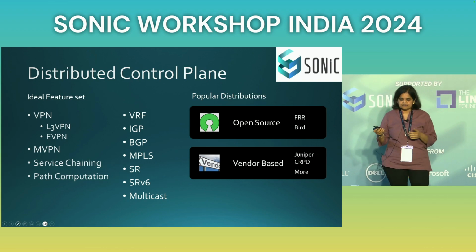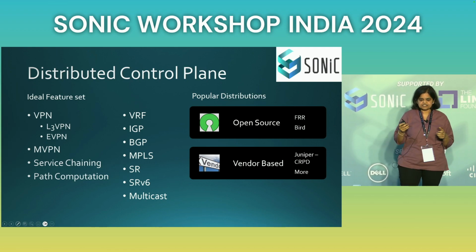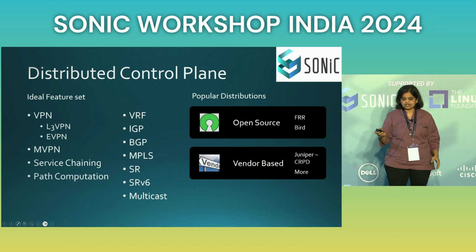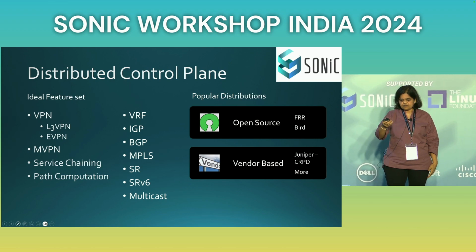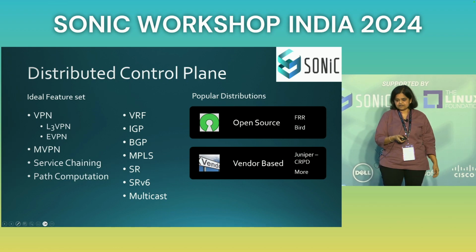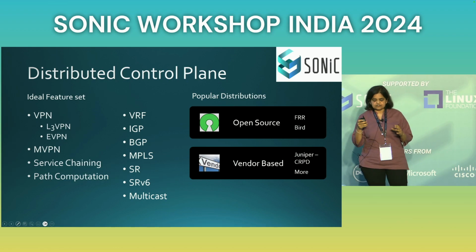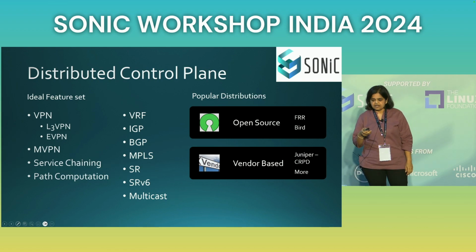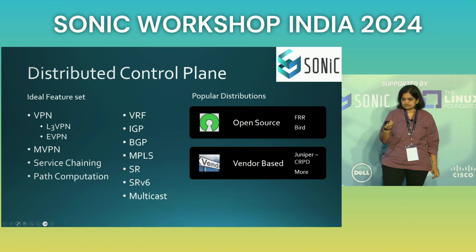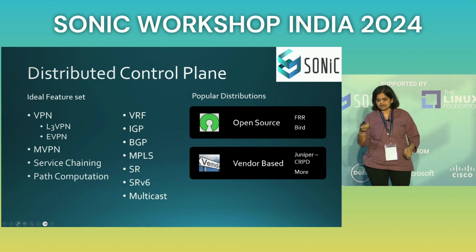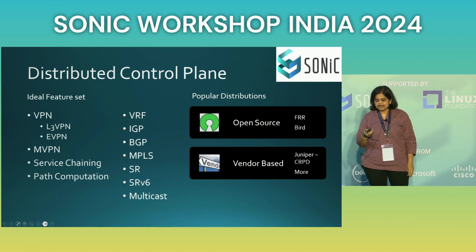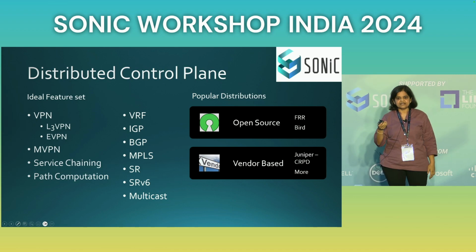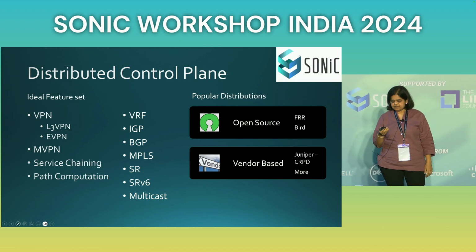So what is the ideal feature set? Most of the ideal feature set of a distributed control plane is offered by SONiC. It would also be good to have service chaining and path computation. There are a lot of open source options: SONiC comes with FRR, there is also BIRD, and there are vendor-based solutions like Juniper cRPD, and solutions by IP Infusion as well.